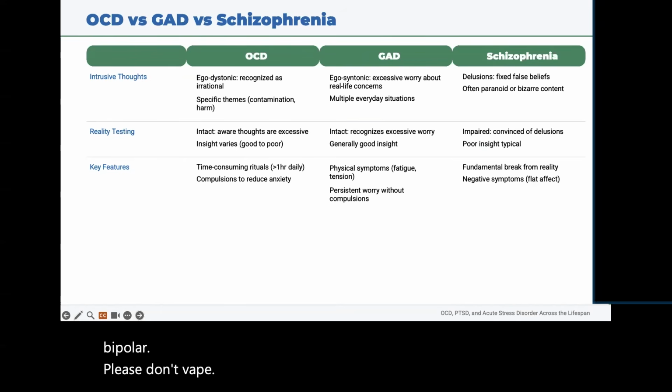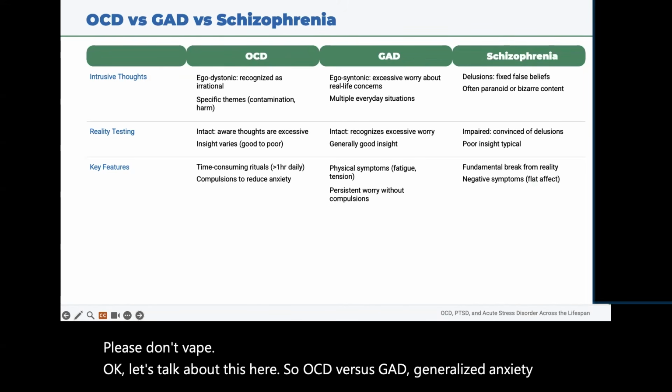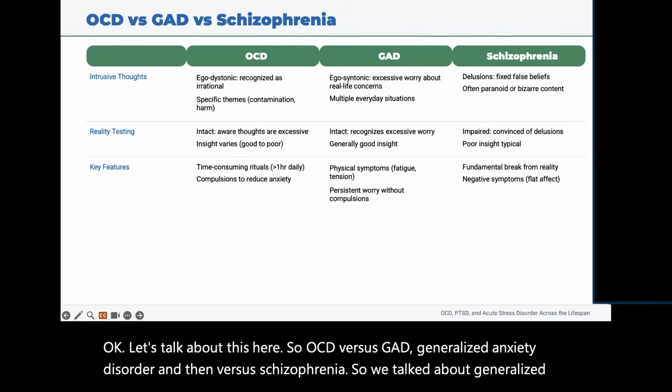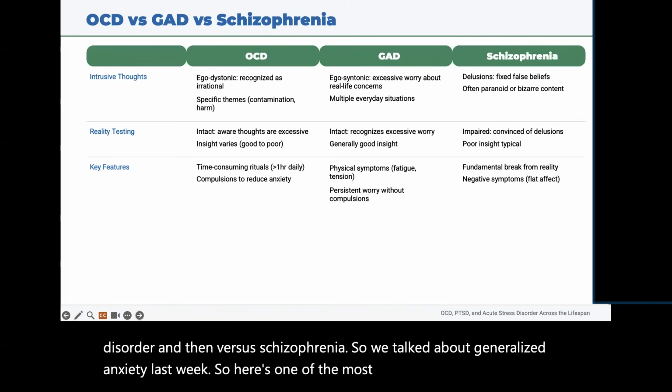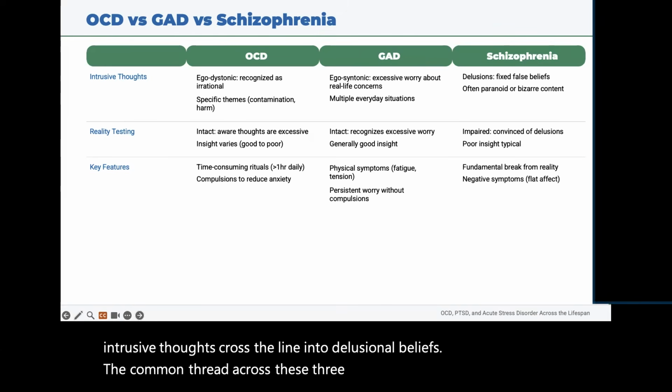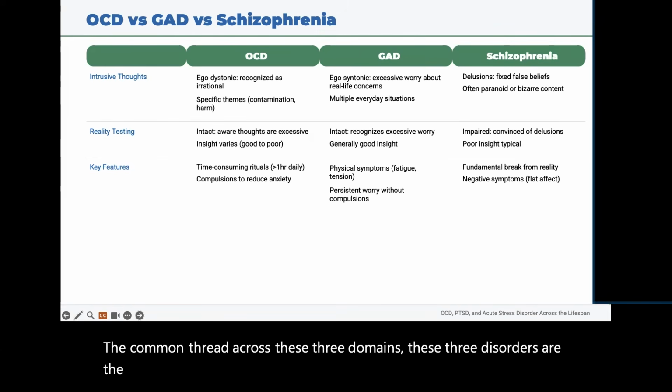Okay, let's talk about this here. OCD versus GAD, generalized anxiety disorder, and then versus schizophrenia. We talked about generalized anxiety last week. Here's one of the most important distinctions: when intrusive thoughts cross the line into delusional beliefs. The common thread across these three disorders is the cognitive intrusiveness, but the organizing principle and the level of insight make all the difference.